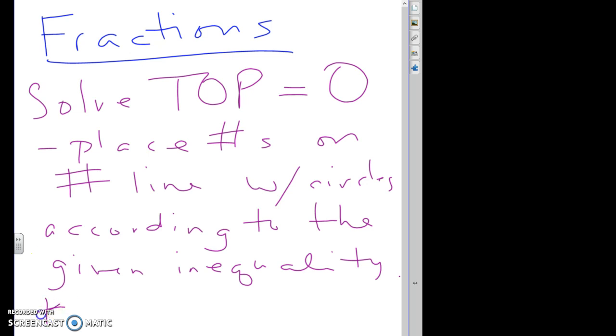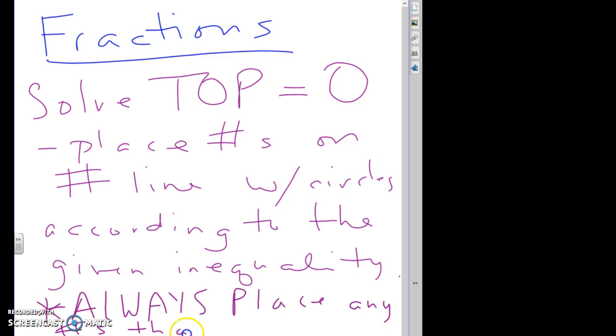And then, here's the big difference. You'll always, at that point, place any numbers that make the denominator equal to 0 also on the number line, but always with an open circle.